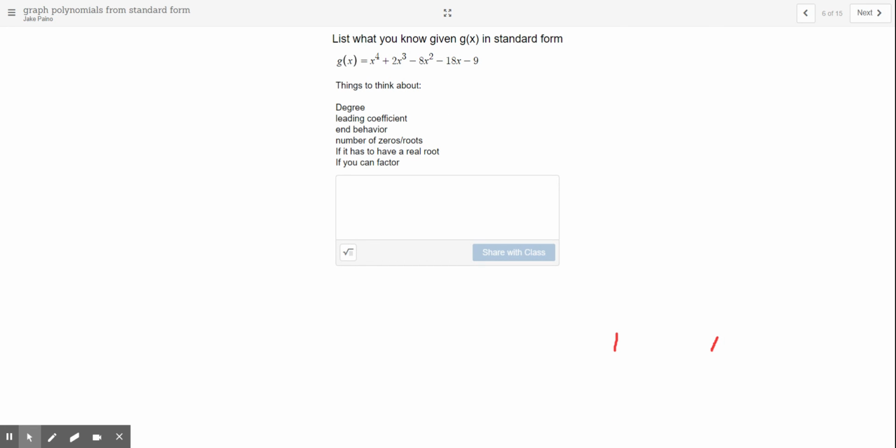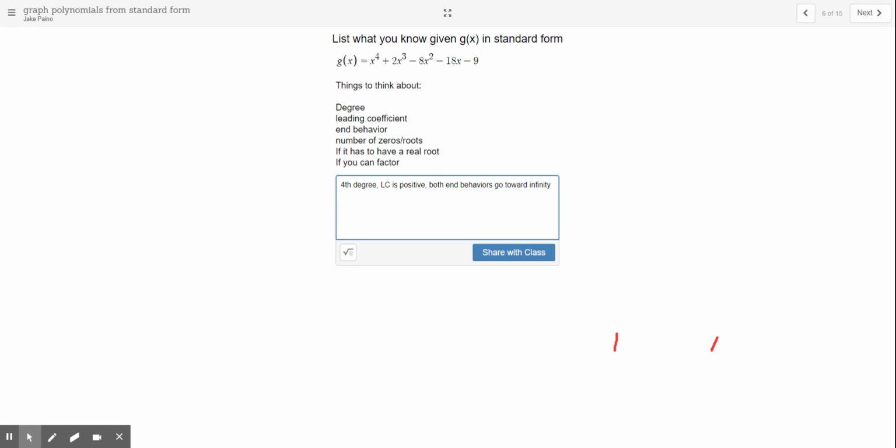Another example: list what you know given g of x. Here g of x is a 4th degree polynomial, and the leading coefficient is positive. So both end behaviors are going up. Remember, even degree means same direction. So both left and right end behavior go towards positive infinity.